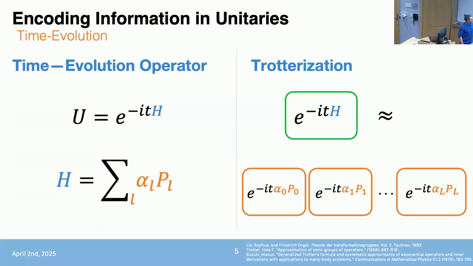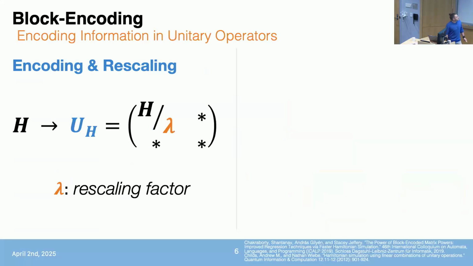Cool. Yeah, so this is probably the most commonly used way to access information about non-unitary operators in quantum algorithms, at least for probably the first 20 or 30 years of quantum computation. But another idea of how to access that information is what we call block encoding.